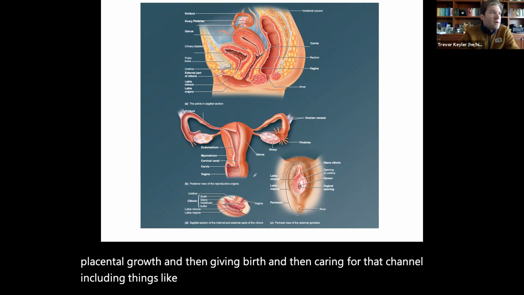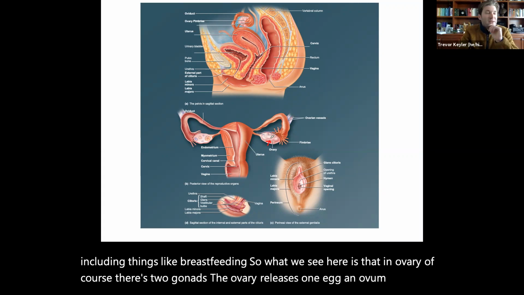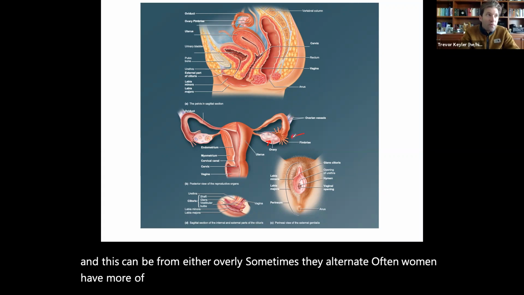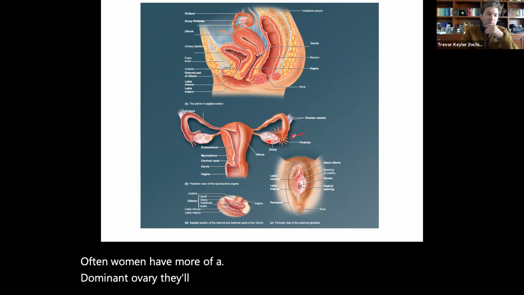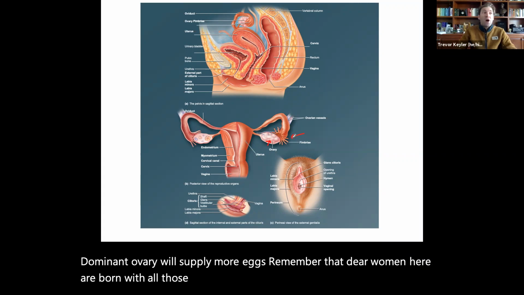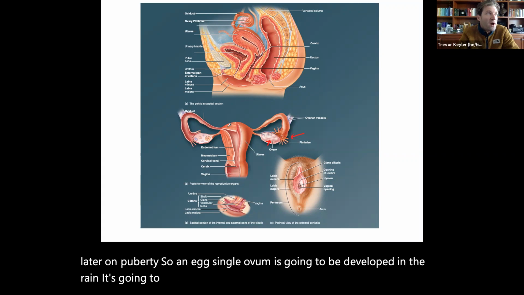So what we see here is that an ovary, of course there are two gonads, the ovary releases one egg, an ovum typically. And this can be from either ovary. Sometimes they alternate. Often women have more of a dominant ovary. They'll supply more eggs. Remember that women are born with all those eggs when they are born. Okay? Men develop the sperm later upon puberty. So an egg, a single ovum, is going to be developed in the ovary, and it's going to pass into the oviduct.